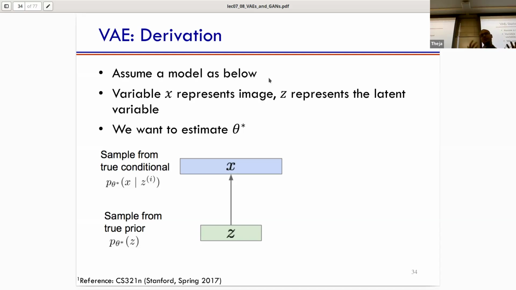Any joint distribution between two random variables, you can write as the conditional probability of X given Z times the probability of Z. This is just the definition of the joint distribution of X and Z, so there's no assumption anywhere. Let's say theta star is the true parameter of this joint distribution. If you know theta star, you can sample X comma Z pairs, where X hopefully looks like an image and Z can be whatever vector. That's the conceptual idea.